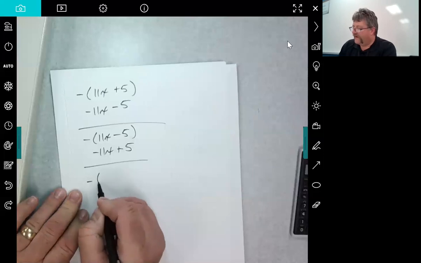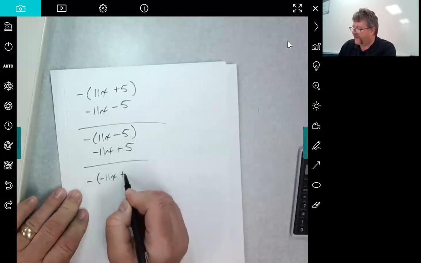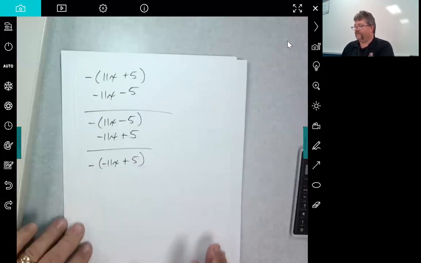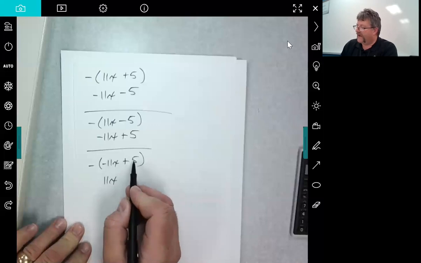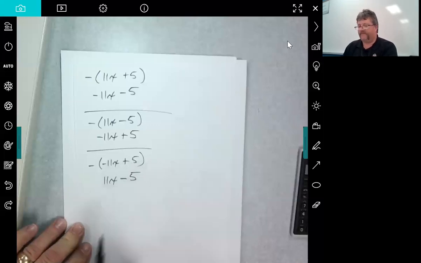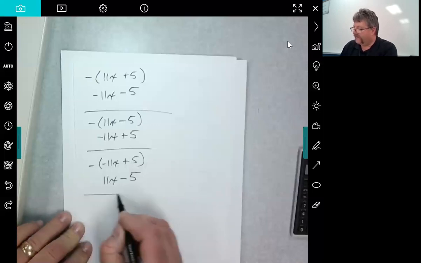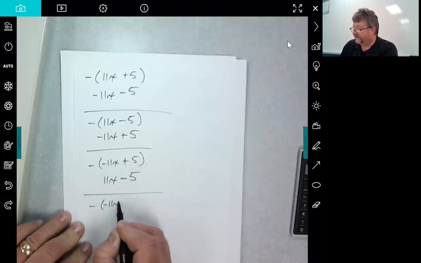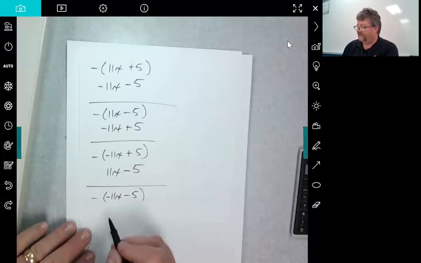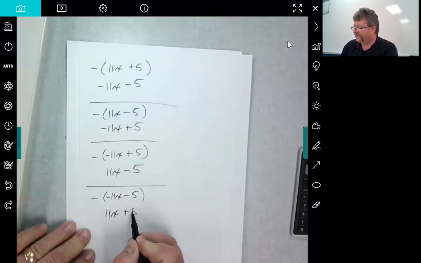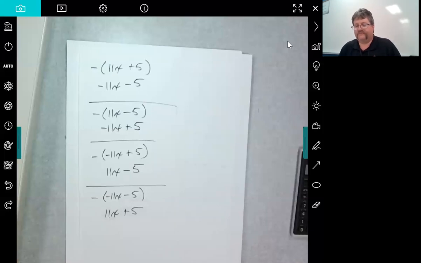What if the 11x happened to be negative? Well, you know what's going to happen. Negative times negative is positive 11x. Negative times positive is -5. And of course, if they were both negative inside, I'm going to distribute, and now they're both going to be positive. 11x plus 5.